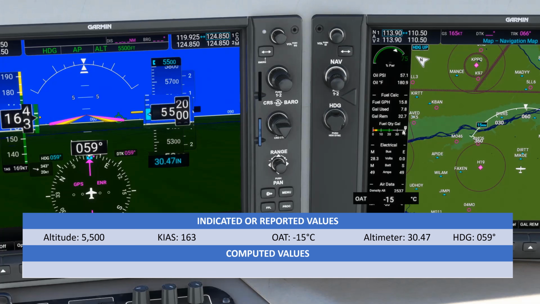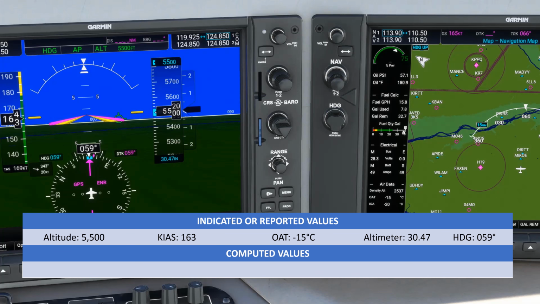The outside air temp isn't a required piece of equipment, but most older aircraft will still have them. The altimeter setting isn't indicated by the instruments per se, it's reported from ATC or a nearby AWOS, and the heading would come off of a compass. In the G1000 it uses a magnetometer to produce the same result without having to worry about magnetic dip.